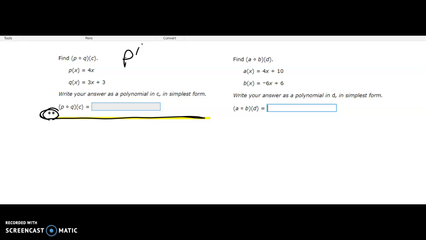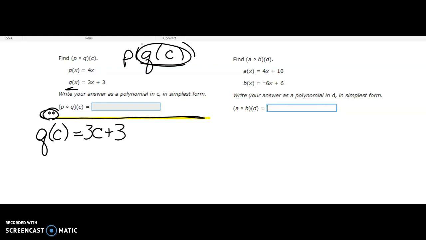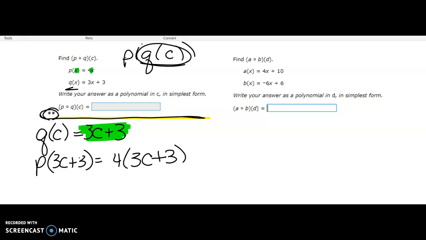So this is saying P of Q of C. Well, Q of C is not this right here. This is Q of X. So I need to find Q of C first. Q of C is going to be 3C plus 3. Basically, everywhere there's an X, you're going to put a C, and you're going to be finished. And now this is going to go into the X of your P. So P of 3C plus 3 equals 4 times 3C plus 3.